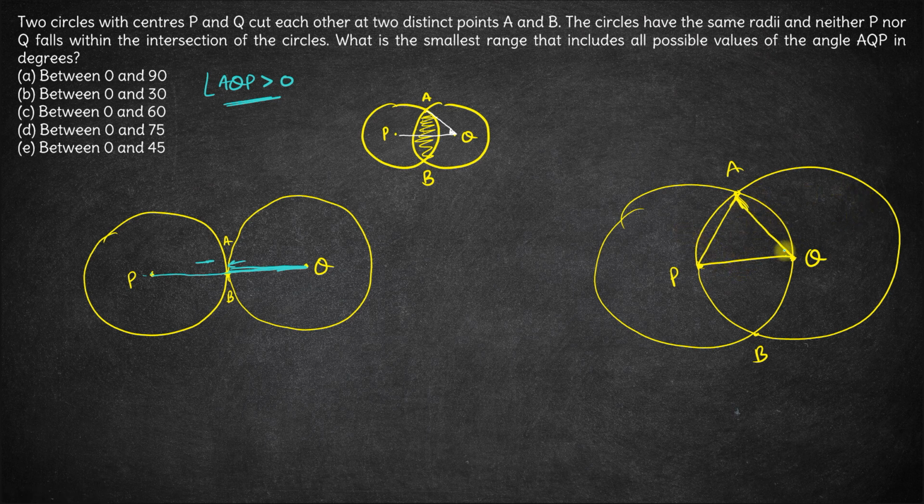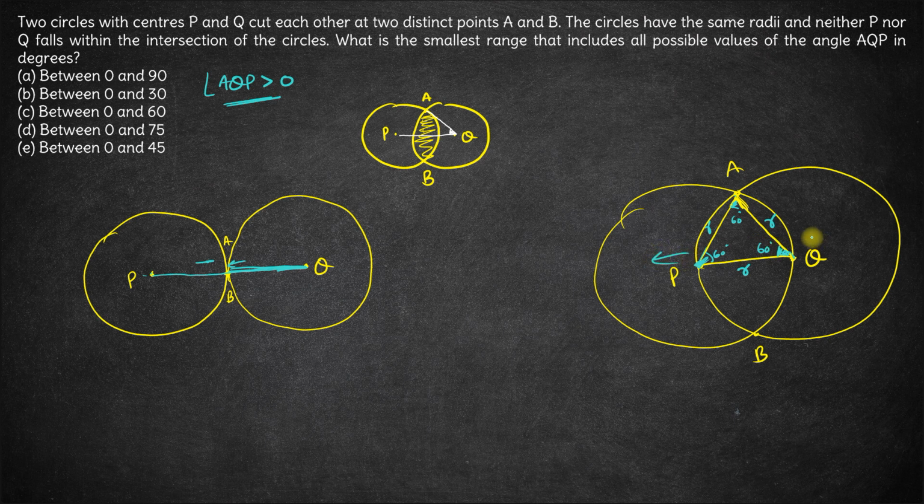So now what about the angle AQP here? Let's see. We know the radius of the two circles is the same. So PA is the radius of this circle, R. Similarly QA is the radius of this circle, which is also R. And PQ is the radius of both the circles, which is also R. So triangle AQP is an equilateral triangle because all three sides are equal. Hence all three angles will be 60 degrees. So the angle AQP can be a maximum of 60 degrees.